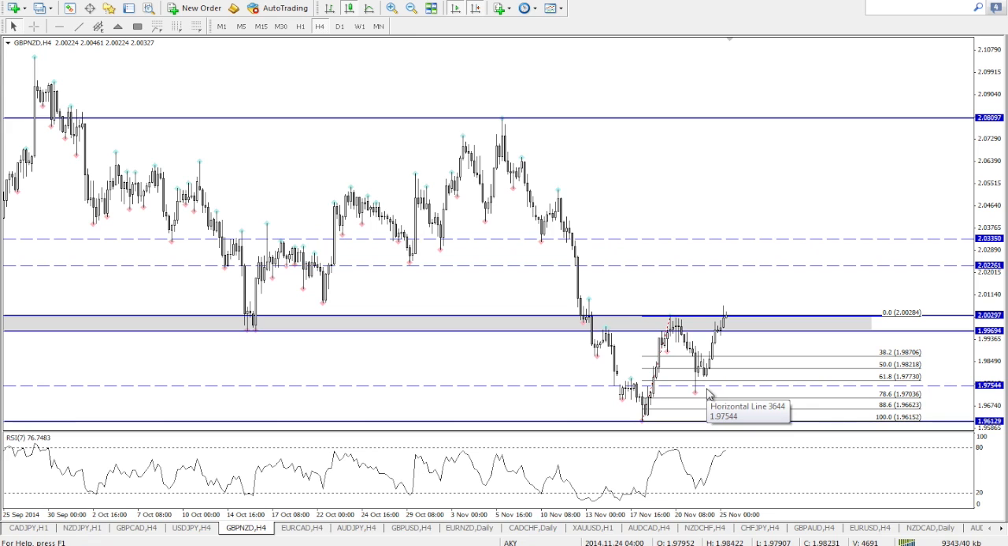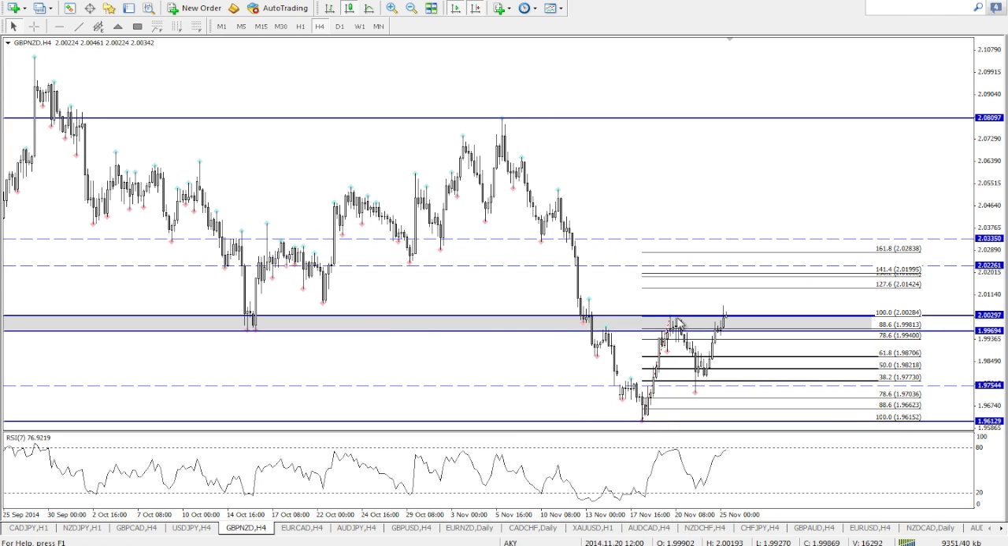So what we want to do is identify the D point, which is the completion of the ABCD pattern itself. How we actually do it is we want to find a confluence zone. The first thing that we want to do is pull in a Fibonacci extension of this leg, the AB leg. For the ABCD pattern, we are looking at the 127.6 extension of your AB leg. In this case, the price level is about 2.0142140 around the area.